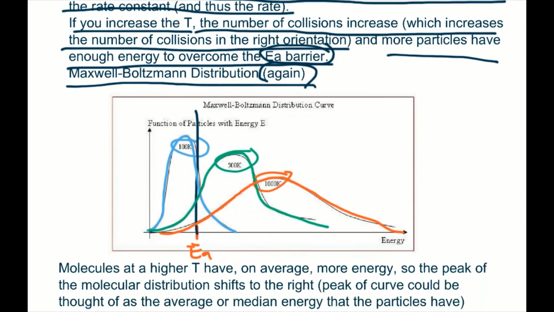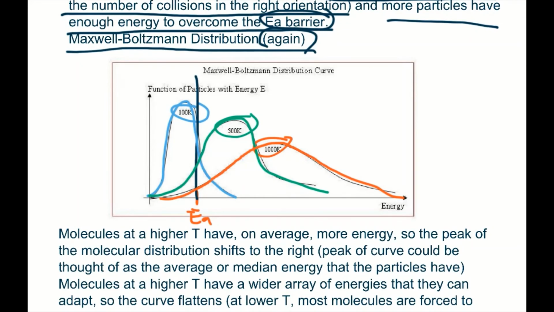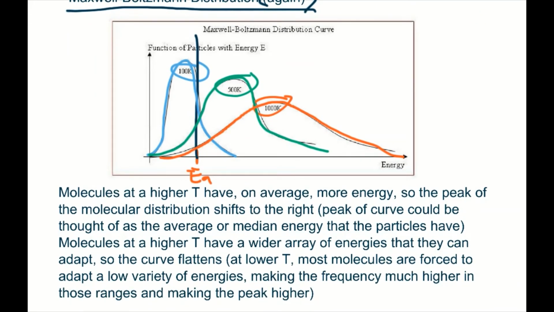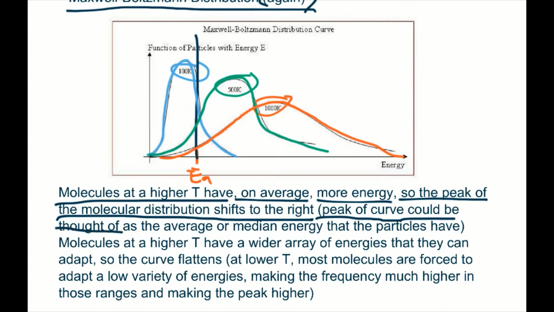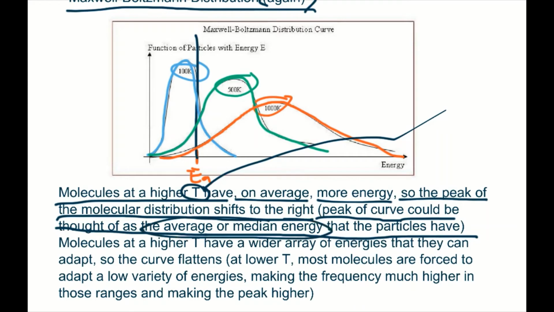So over here, we have a Maxwell-Boltzmann distribution once again. And as you can see, molecules at higher temperatures have, on average, more energy, of course, so the peak of the molecular distribution shifts to the right. And this is because the peak of the curve could be thought of as the average or median energy that the particles have. So higher average kinetic energy, which is temperature by the way, means that there is a higher average energy, so the peak will shift to the right.